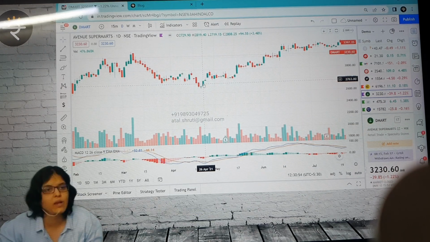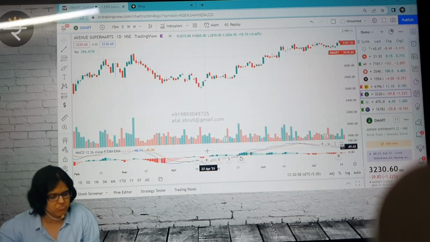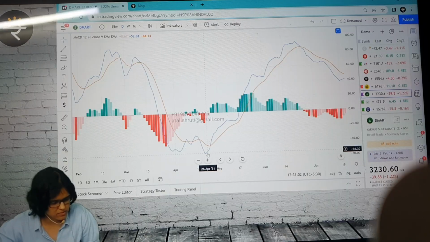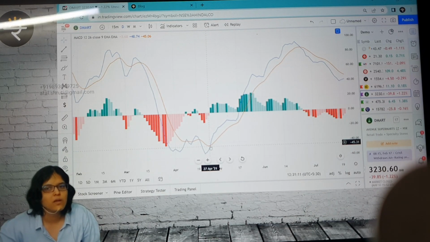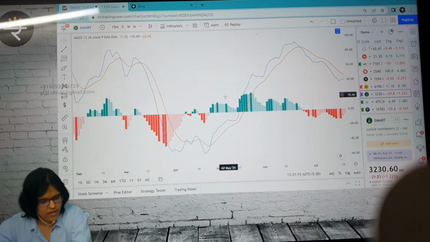But then am I getting confirmation? This is what day? 26th April. Yes or no? This is 26th April. On volumes I have not gotten confirmation, so I'm waiting. 26th April is this. No confirmation yet. Here you do get confirmation on 27th April. Will I be a little bit more confident to enter? Yes, because I also have the MACD telling me the same thing now.